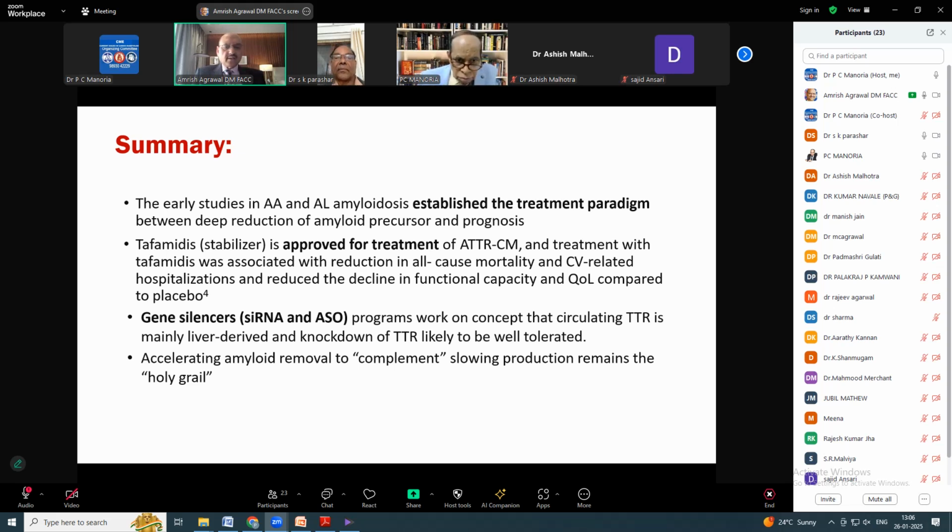Accelerated amyloid removal to complement the slowing process is the holy grail, and monoclonal antibodies are in development for this particular segment. And obviously, the end result, the best will be a single gene therapy and CRISPR, and I'm sure it is not far away. In 4 to 5 years down the line, we will have therapies which will be approved by the FDA. Thank you very much for your kind hearing.